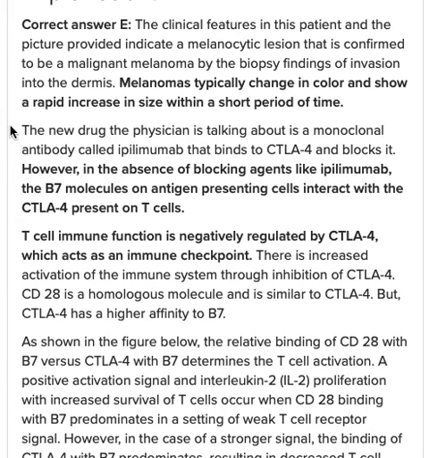The new drug the physician is talking about is a monoclonal antibody called ipilimumab that binds to CTLA4 and blocks it.